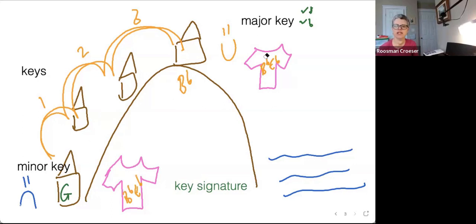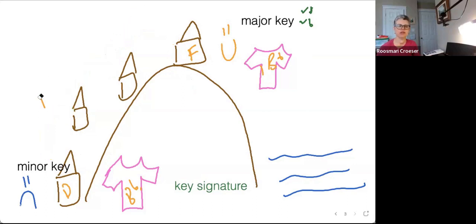All right, let's try another one. Let's say we want to know the relative major of D. We start on D, going up, and what do we find? We find F. F has a B flat in its key signature, therefore D minor has a B flat in its key signature. Now obviously this works the other way around as well.